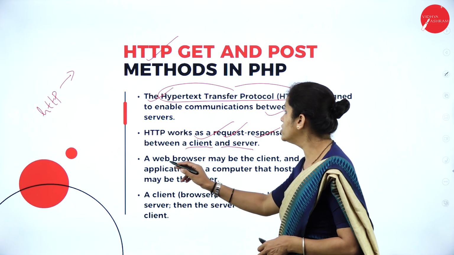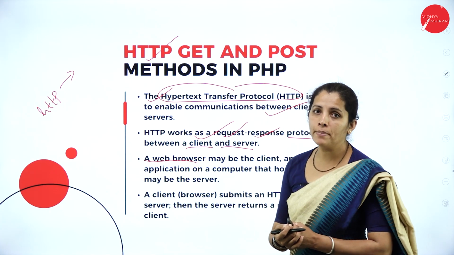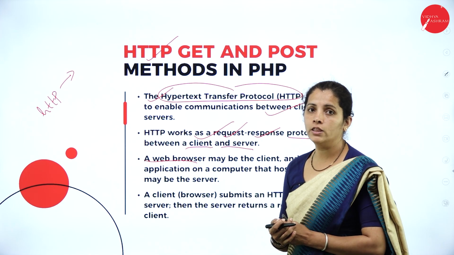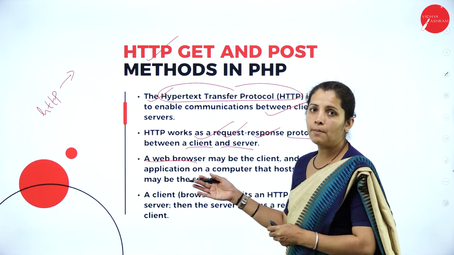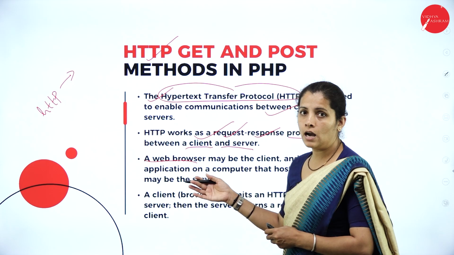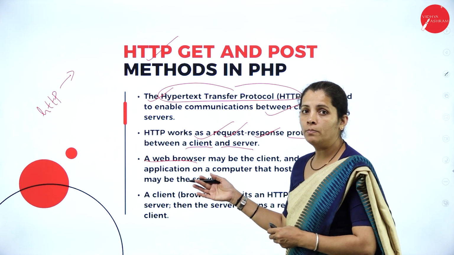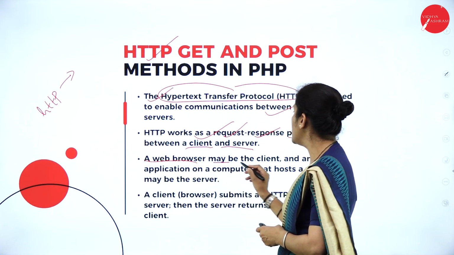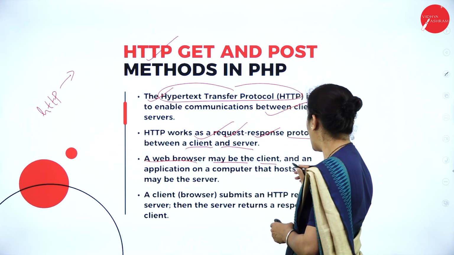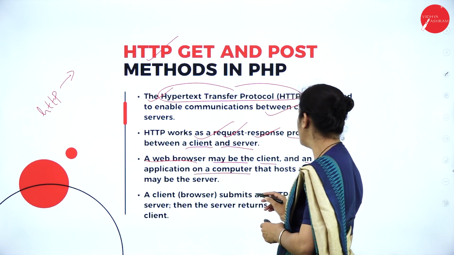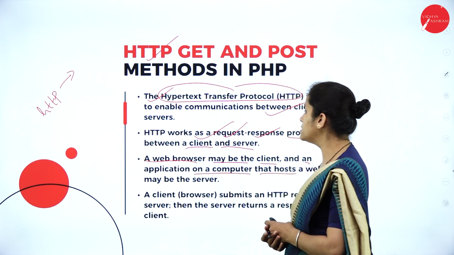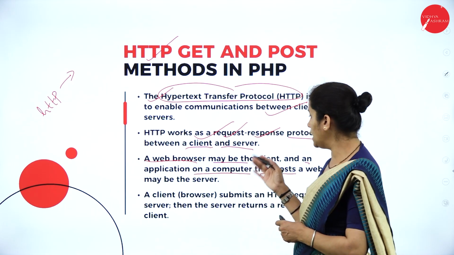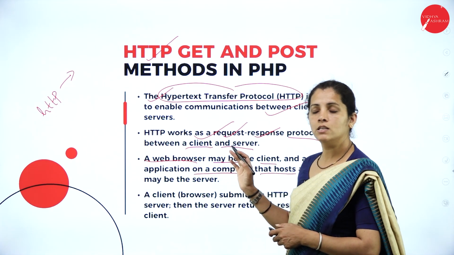So a web page is viewed in a web browser. What is a web browser? It's an application software where we get our output. Examples of browsers are Mozilla, Opera, Chrome. A web browser may be the client, and an application on a computer that hosts a website may be a server. My browser is the client, and the application is the server.